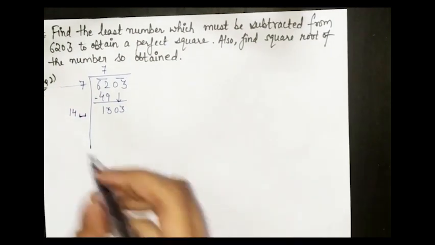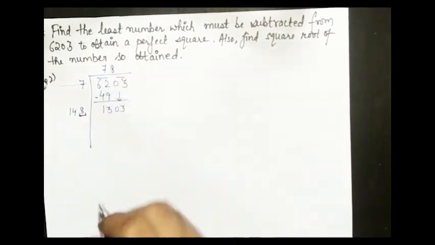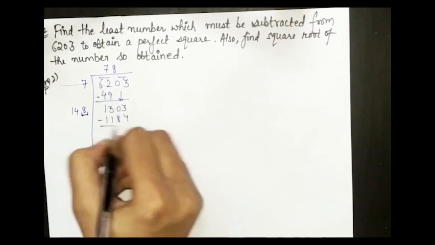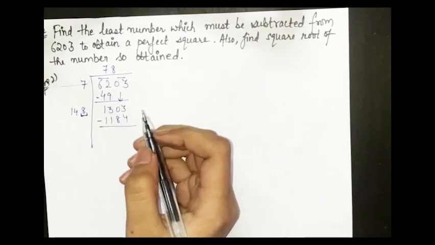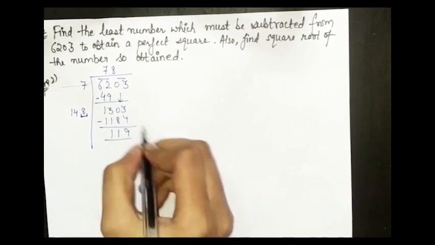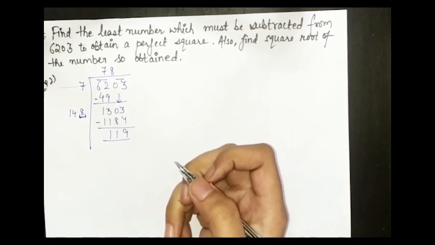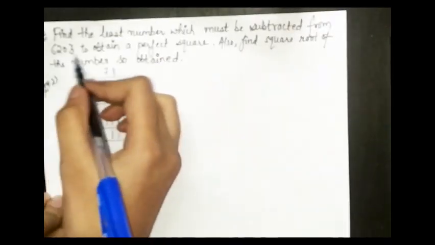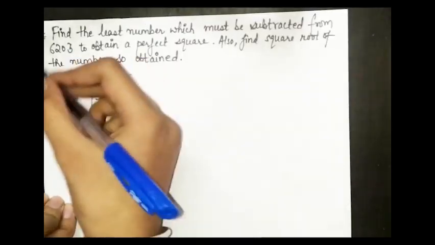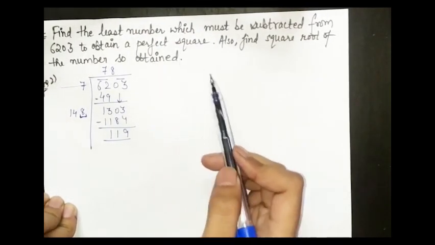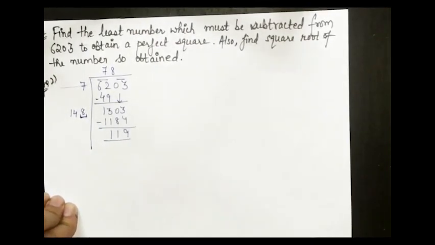So in the 8 table, at 8 we will be writing 1184. Subtract this, and then you will be getting 119 as the remainder. Now this is the least number which must be subtracted from 6203 so that it will become a perfect square. Then we have to do the long division of this perfect square again to check that it really is a perfect square and has a square root.